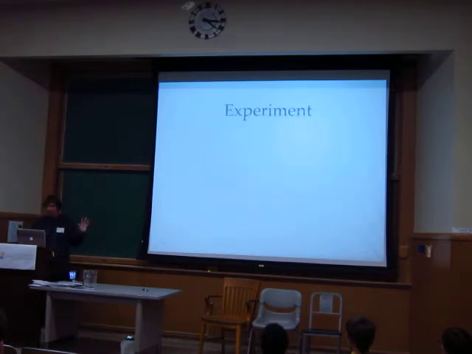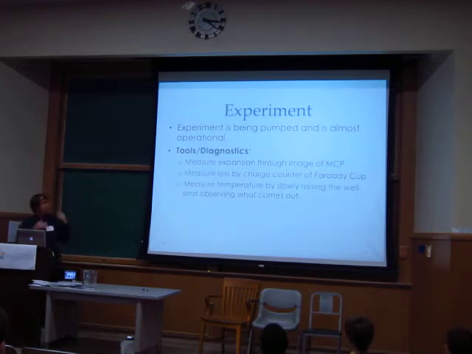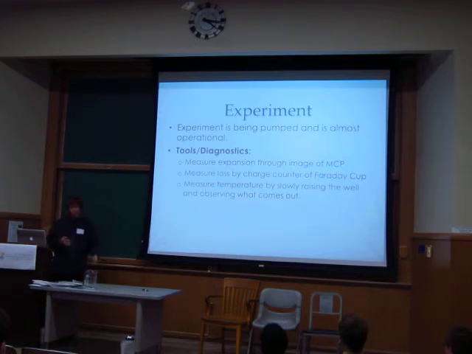Eventually, I'll do the experiment part of this. I was going to do experimental work at the beginning, but it's currently getting pumped down, and it's almost operational. Once it's ready, I have certain tools and diagnostics I can use. I can measure the expansion of the plasma through an image, the image you saw earlier. That's the MCP. I can measure the loss by measuring how much charge there is through the Faraday cup. Or I can measure temperature by slowly raising the well and observing what comes out, because at a certain potential, something will come out while the rest stays trapped. So you keep raising it until nothing's left, and you just figure out when they come out.